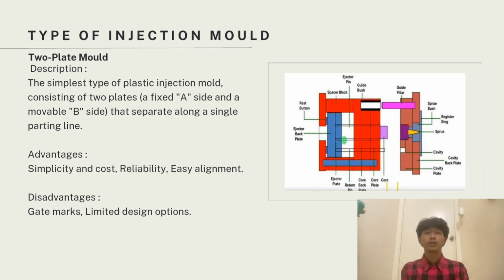Okay, next we move to type of injection mold. First, two-plate mold, the simplest type of plastic injection mold, consisting of two plates, a fixed A side and a movable B side, that separate along a single parting line.